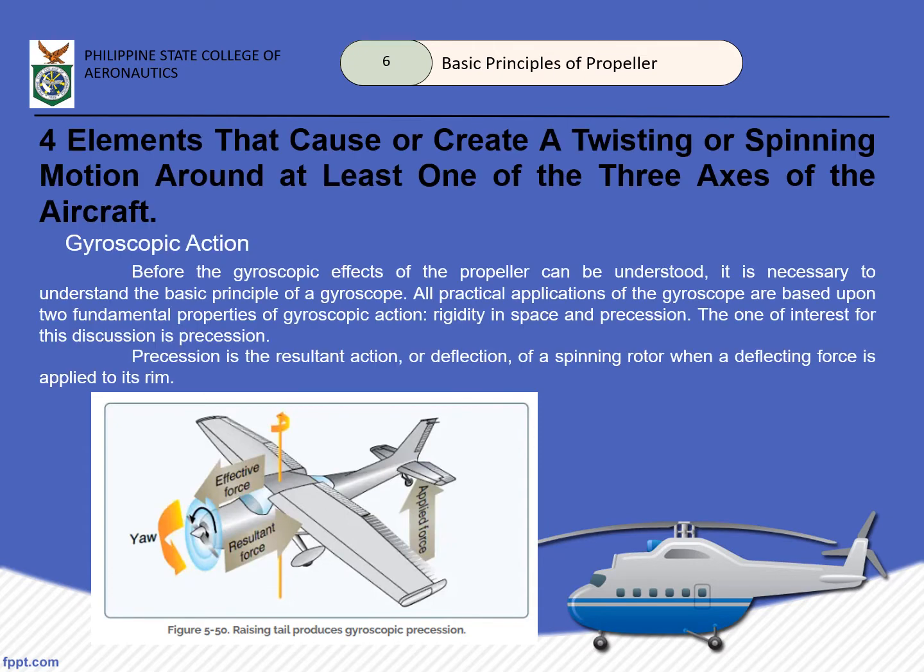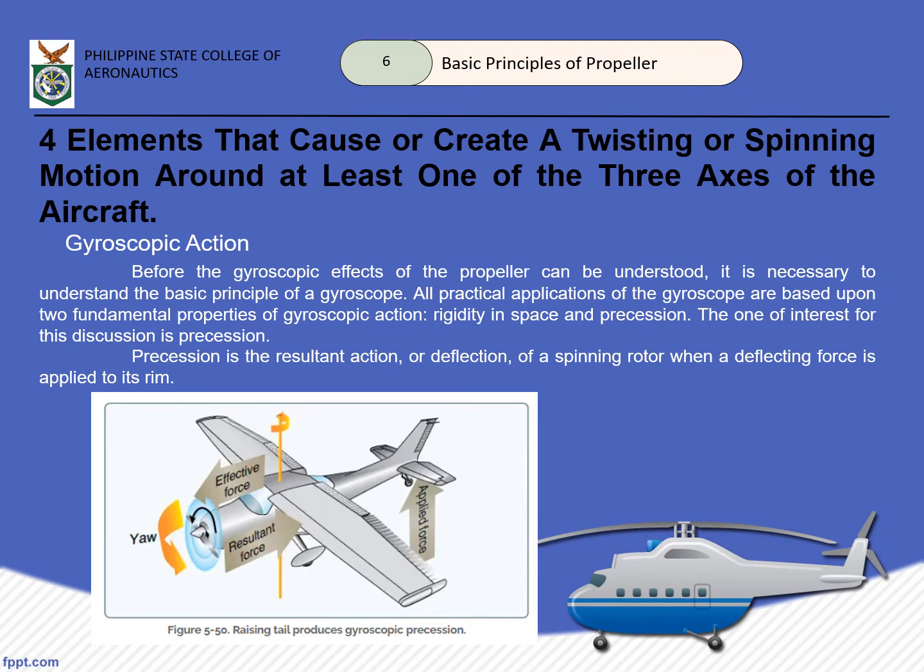The next, we have the gyroscopic action. Before the gyroscopic effects of the propeller can be understood, it is necessary to understand the basic principle of gyroscope. All practical applications of the gyroscope are based upon two fundamental properties of gyroscopic action: rigidity in space and precession. The one of interest for discussion is precession, so gyroscopic precession. So what is it? What is gyroscopic precession? It is the resultant action or deflection of a spinning rotor when deflecting force is applied to its rim.